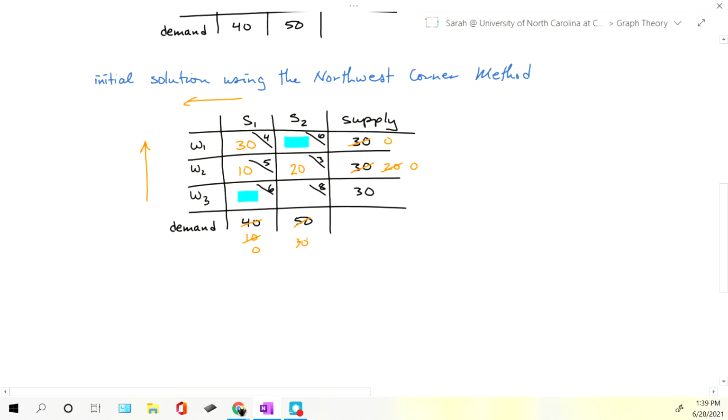At this point, there's only one cell left in your tableau. Both the row and the column of that particular cell have 30 units left in both the supply and the demand, so that tells us our 30 units is going to be put in the last cell. And notice here, if you've done it right, you'll have zeroed out all of your supply and all of your demand.